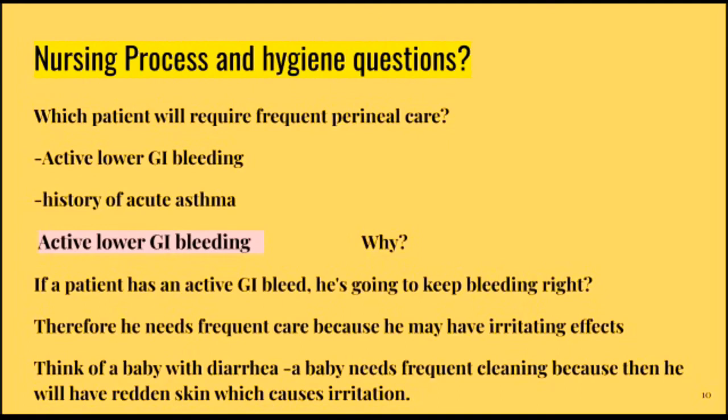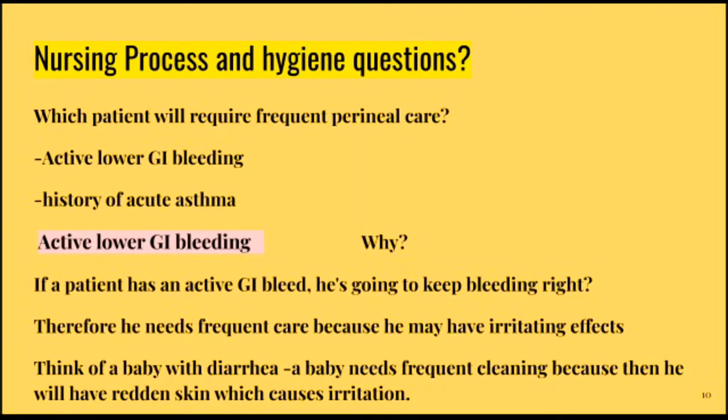Let's move on to the nursing process and the hygiene questions. Which patient will require frequent perineal care? Active lower GI bleeding or history of acute asthma? If you think about it, out of these two choices, you wouldn't really choose asthma, because asthma wouldn't have anything to do with perineal care.